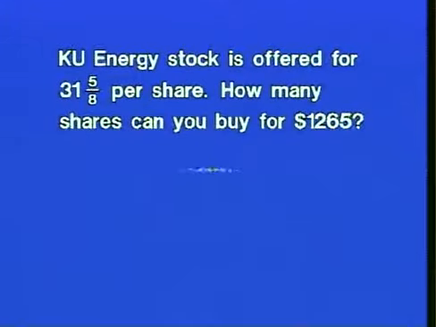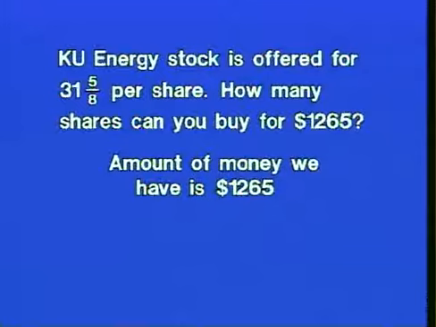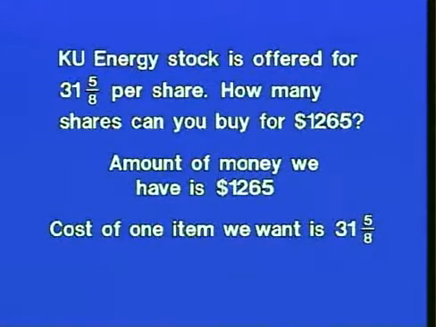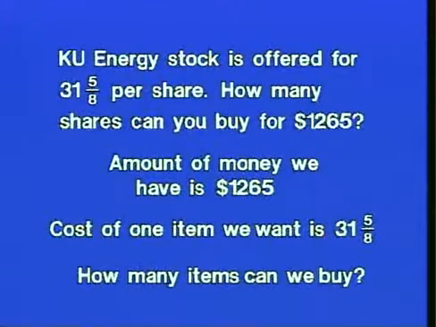Well, we're just about there, but let's reinterpret another time. Let's go through and organize the information again. The amount of money we have is $1,265. And the cost of one item we want is 31 5/8 dollars. And how many items can we buy? And these are the most important facts and the question that is being asked in the problem.